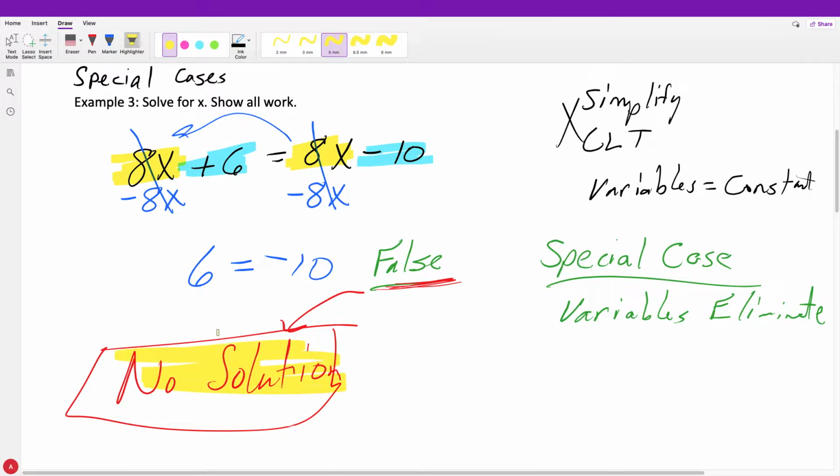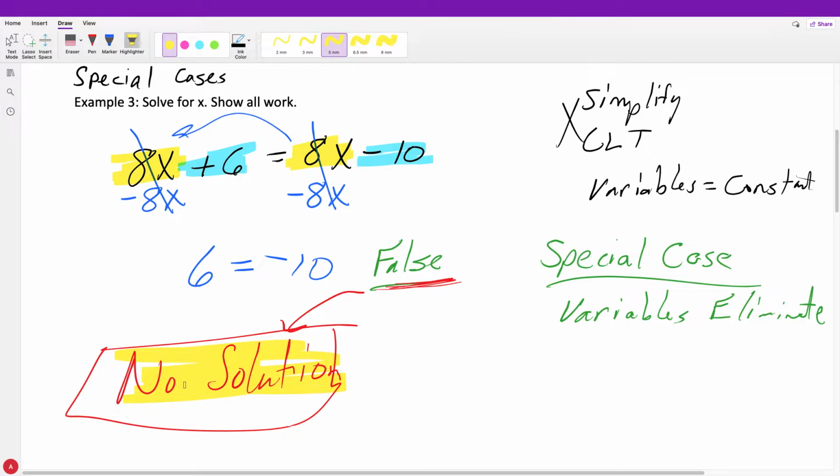False is not the answer. False is what tells us what our answer is. All right, so if our variables eliminate, that's where we know, okay, something's up. This is a special case. And now we need to look at the statement that's provided and say, okay, is this a true or a false statement? When it's false, it means no solution. And next, we're going to go through what happens when it is a true statement.